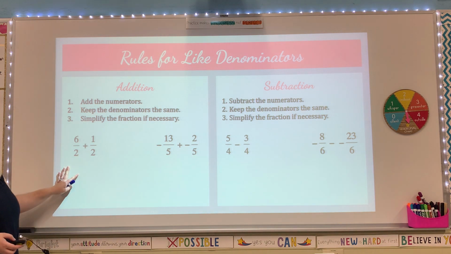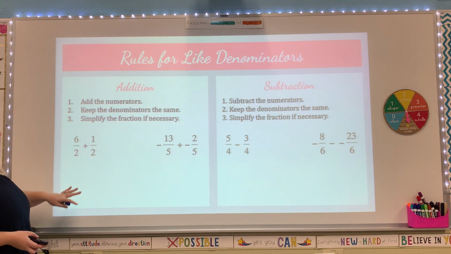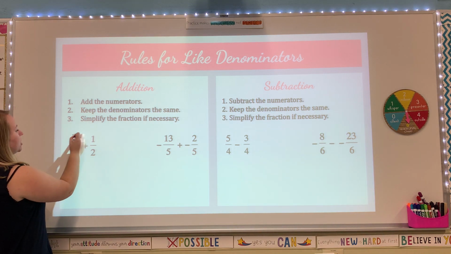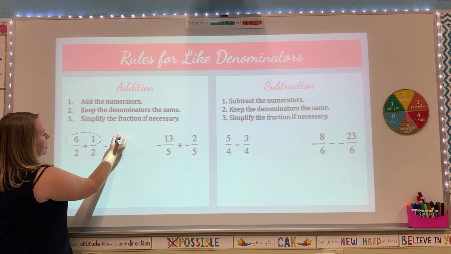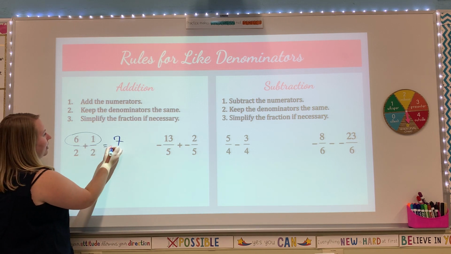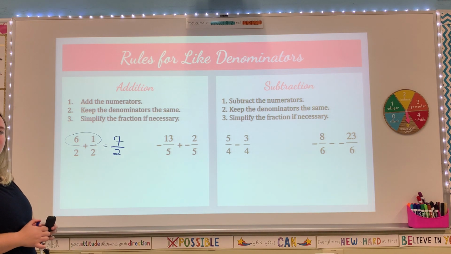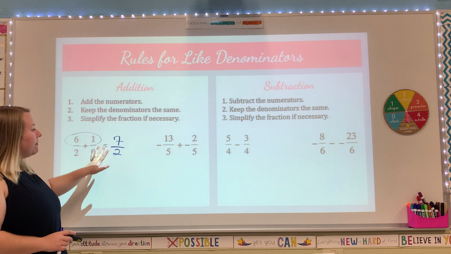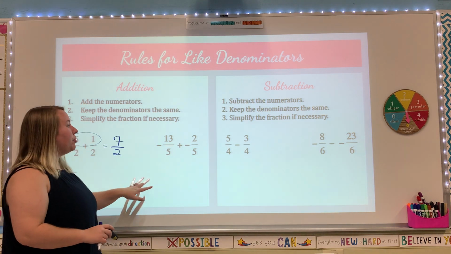So looking at my first example here, I have 6 halves plus 1 half. So following those rules, I'm going to add my numerators, which are my top two numbers. So 6 plus 1 gives me 7. I'm going to keep the denominator, which is 2, the same, and then we could simplify this. Now, 2 does not go into 7 evenly, so I'm going to leave it as an improper fraction of 7 halves.